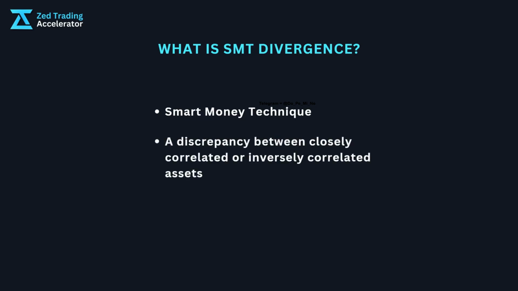So, SMT divergence is a discrepancy between closely correlated or inversely correlated assets. I will explain it more in a few minutes. Right? So, this is a very, very strong confluence. With this concept, we can know exactly when the market is continuing or reversing. Alright? We can know exactly when the markets are entering or manipulating the markets.